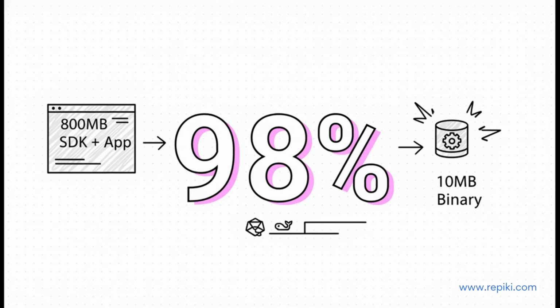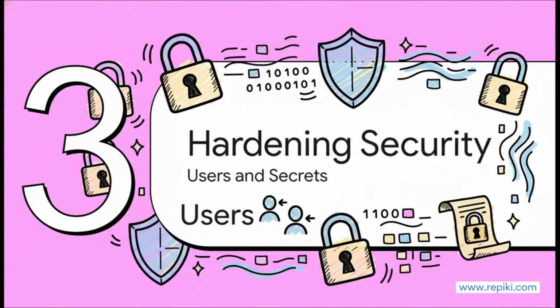That's a 98% reduction in size, all because you're only shipping exactly what you need to run. Okay, let's switch gears to something critical: security. Let's talk about how to really lock down your container. And we'll start with user privileges.